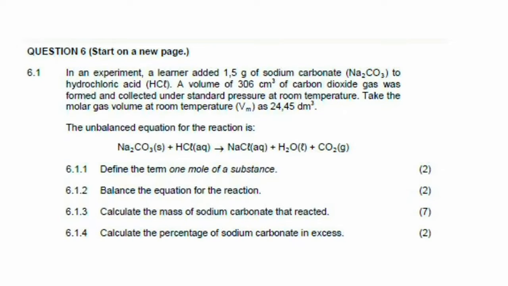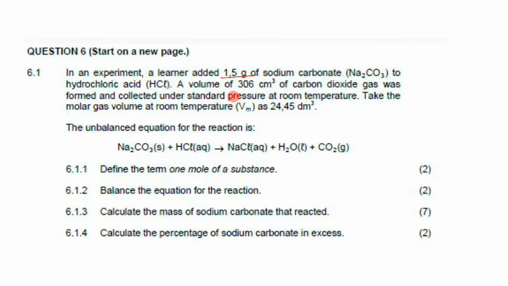Okay, so we have 6.1.3. It says calculate the mass of sodium carbonate that reacted. Now you will remember what I told you. I said when it comes to stoichiometry, the type of questions that you'll be given is whereby they will give you information on one of the compounds here, but then they will ask you to find the information or the value on a certain compound of which you are not given information on. So you can see that we are not given anything on sodium hydroxide or on sodium carbonate, except that a learner just added 1.5 gram of sodium carbonate.